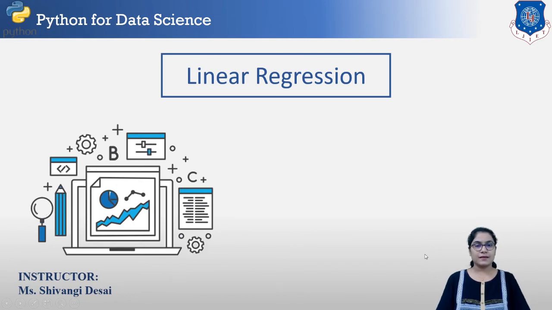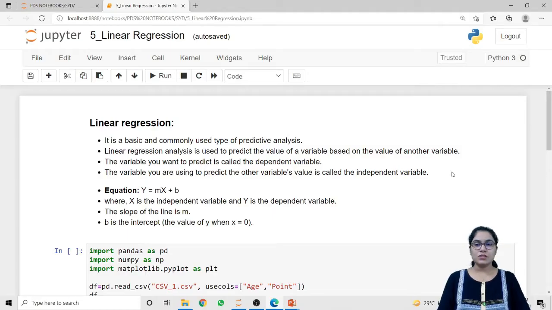Well, linear regression is the basic and most commonly used type of predictive analysis. Linear regression analysis is used to predict the value of a variable based on the value of another variable. The variable you want to predict is called the dependent variable, and the variable that we are going to use to predict the other variable's value is called the independent variable.